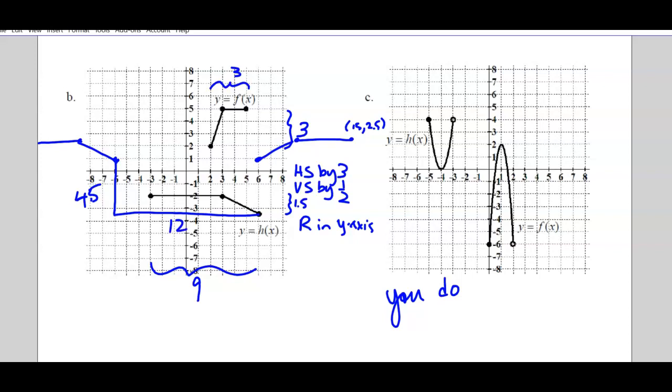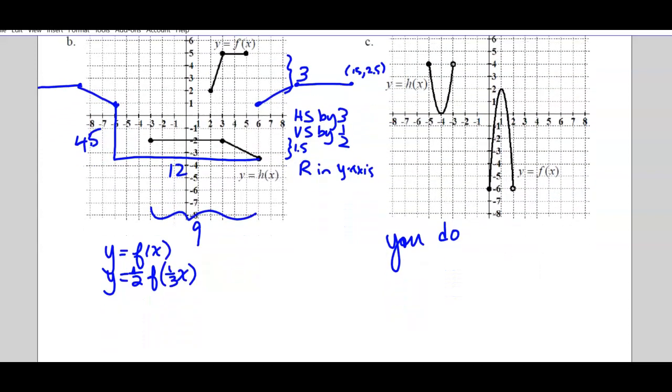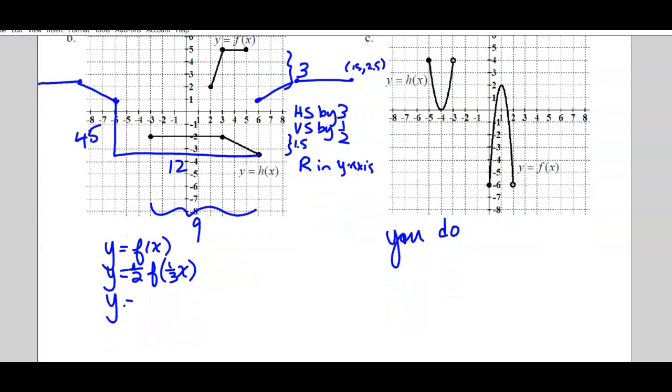Okay, and we don't like using decimals, so start with that. Vertical stretch by half will be half, and then f of 1/3 x. Then horizontal, we went right 12. And vertical, we went down 4.5, which is 9/2.